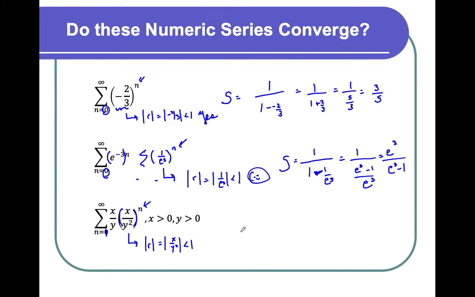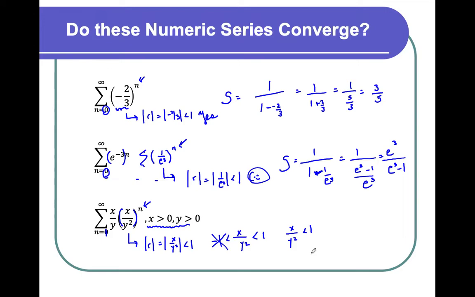So what does that mean? Since I have algebraic terms here, I need to say what that really means. And now do you see what I can eliminate because of this statement? If x and y are both greater than 0, the ratio of those is never going to be negative. So I really only need to deal with x over y squared being less than 1.